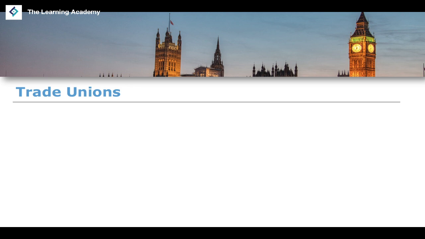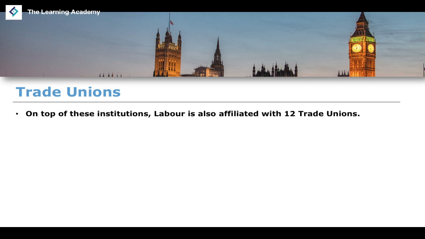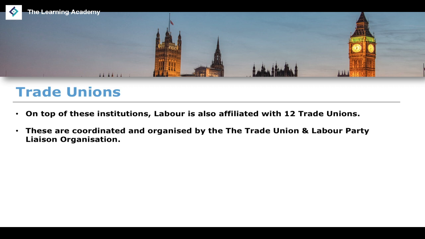Now, as I've already mentioned, we have affiliations with trade unions as well within the Labour Party. So, on top of the institutions that we've just talked about, the Constituency Labour Party, the Parliamentary Labour Party and the NEC, for example, and also the regional institutions, Labour is also affiliated with 12 trade unions. Okay, this has reduced from 14 since 2018, but there are still 12 trade unions that are affiliated to the Labour Party.